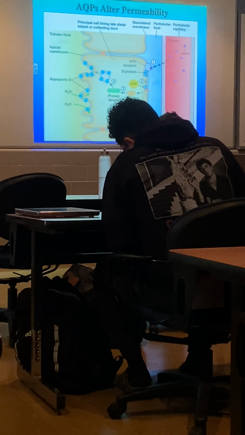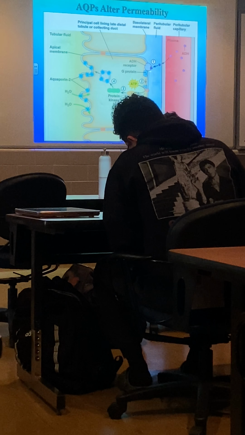Protein kinase A. What does protein kinase A do? It just phosphorylates proteins. Once it's activated, it's going to phosphorylate a subset of proteins in the cell. One of the proteins it will phosphorylate are proteins in this little vesicle that you find just below the apical membrane of the epithelial cell. This little vesicle contains a lot of aquaporin. The aquaporin is just sitting in the vesicle. It's part of the vesicle, but it's not doing anything.